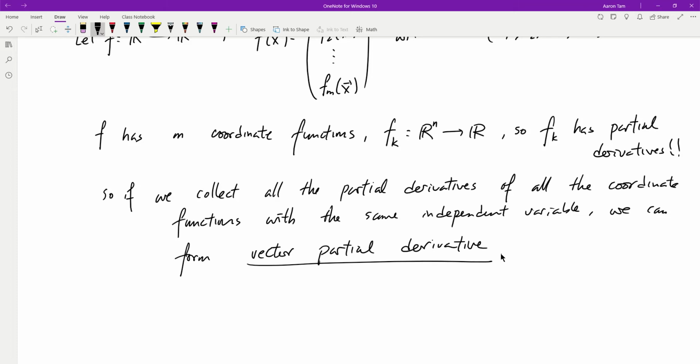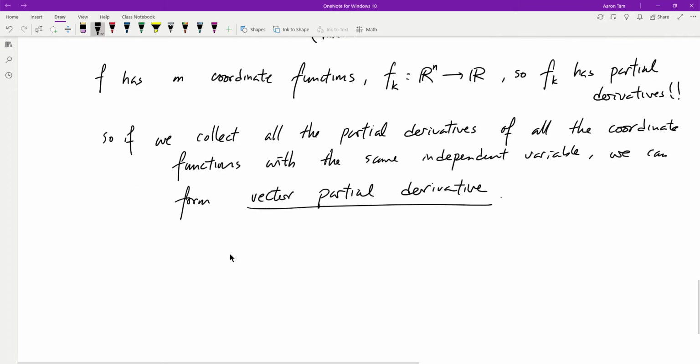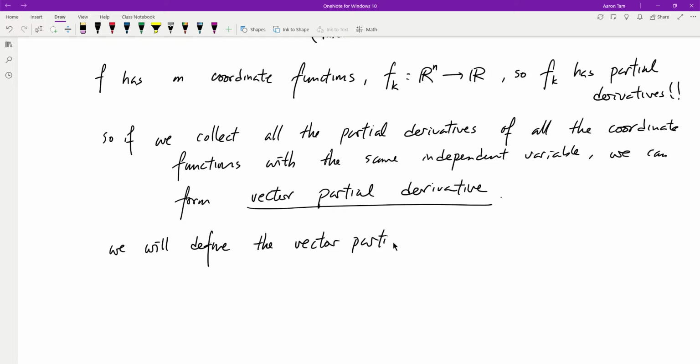So how do we define this? We're going to define the vector partial derivative the following way. We'll define the vector partial derivative as follows.